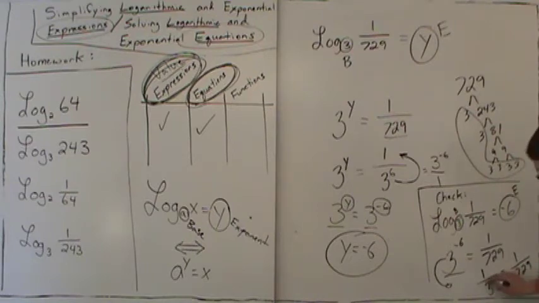And now we can evaluate 3 to the 6th power. If we take 3 times 3 times 3 times 3 times 3 times 3, we get 1 over 729 is equal to 1 over 729. So the answer checks out.